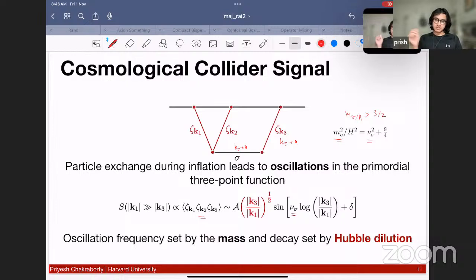So you measure the frequency, you measure the mass of this particle, and there's also this overall decay, this factor of k3 over k1, and this exponent of 1/2 is, in this case, entirely just set by geometry, by Hubble dilution. So when the sigma particle propagates through exponentially expanding space-time, it gets diluted, and this dilution leads to this exponent of 1/2.